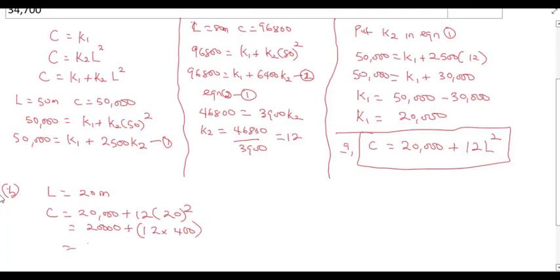So this is 20,000 plus 12 multiplied by 400. That will be 4,800, so our C is going to be 24,800. Final answer.